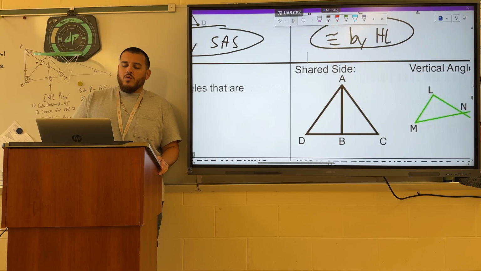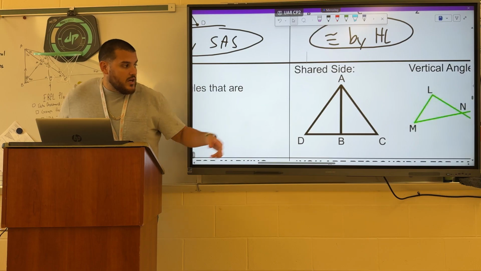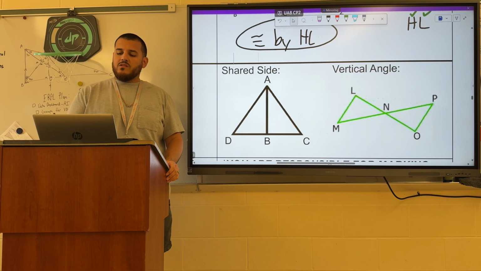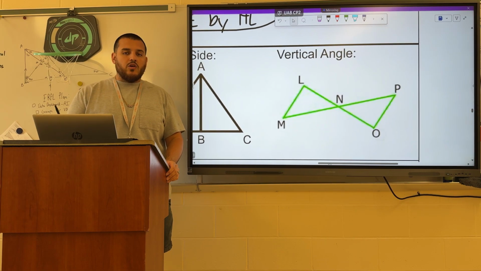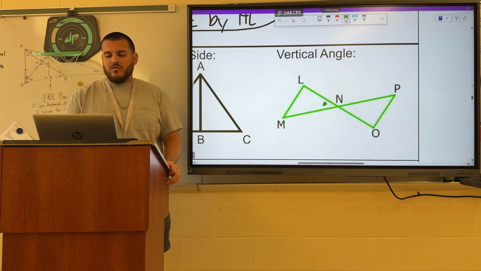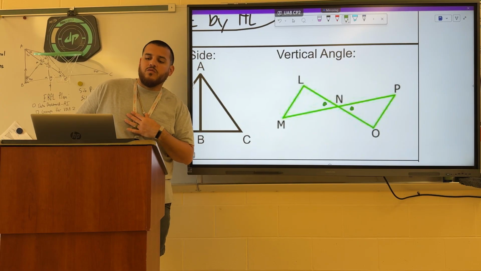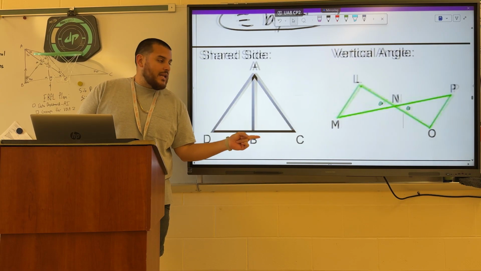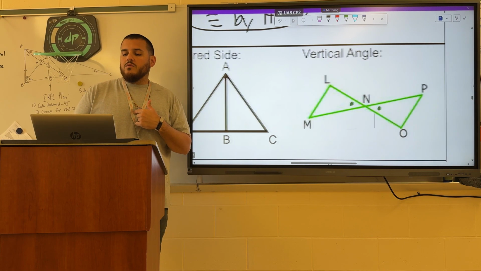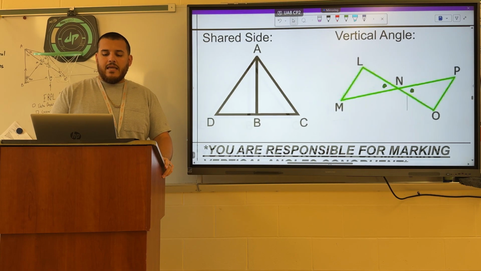For example, we will have adjacent triangles that share a side, like these two triangles both share side AB. We will also have triangles that meet at a vertex and create vertical angles. Remember, vertical angles are these angles that are across from each other. And in these scenarios, we are responsible for knowing that side AB is a congruent shared side for both triangles. We're responsible for knowing that those vertical angles are congruent to each other there at N.